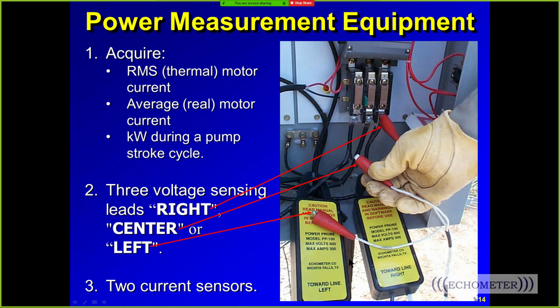And so this is the wired power probe, and you have to connect them properly, or they will not read correctly. These two yellow labels have to be face up, and this is toward the transformer. This is away from the motor, and this is labeled right, center, and left, and you have to connect them on some bare metal to measure and record that data.